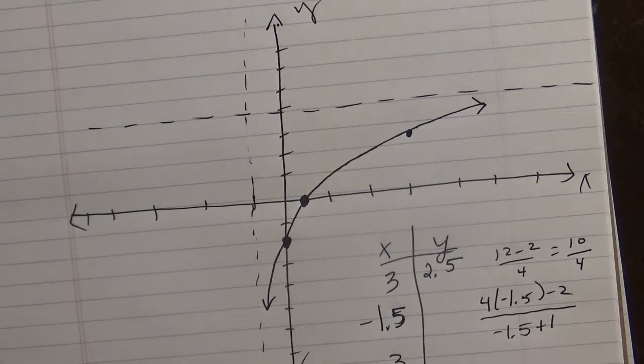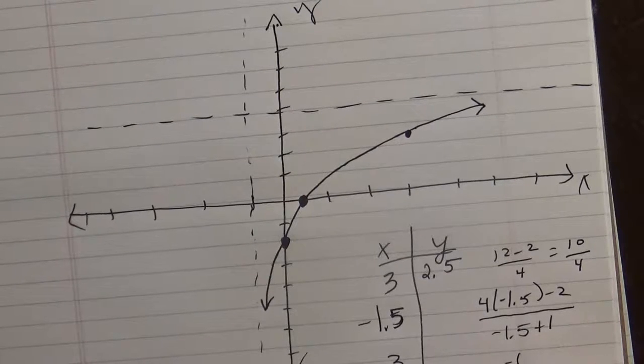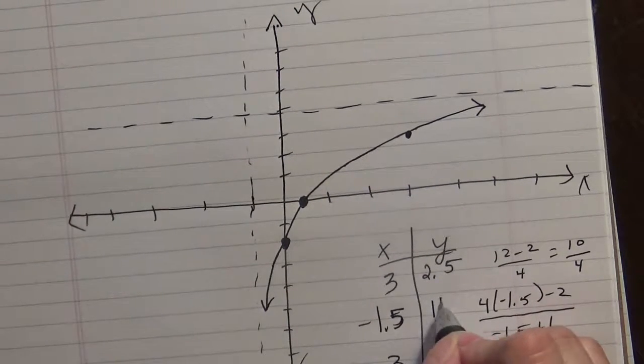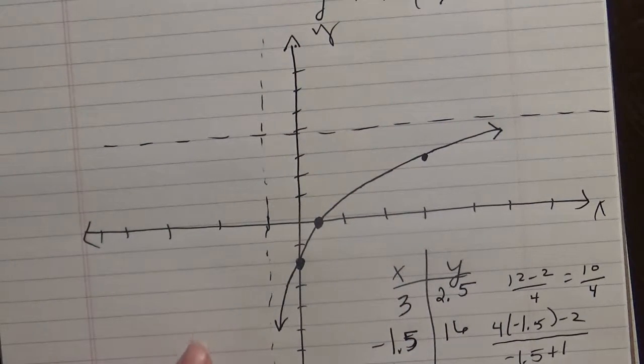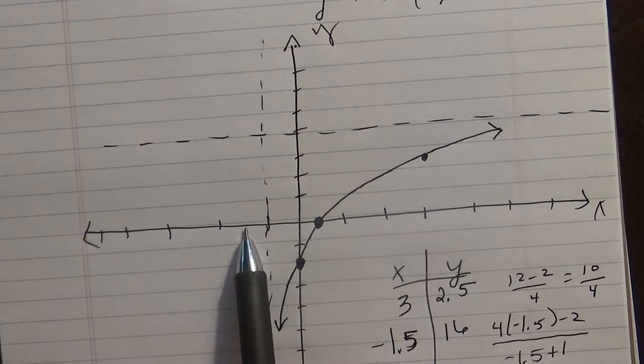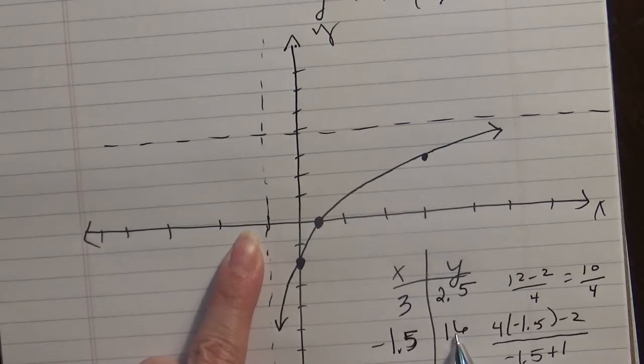So what is 4 times negative 1.5? That would be negative 6 minus 2. Negative 1.5 plus 1 will be negative 0.5. So I've got negative 8 divided by negative 0.5. That's negative 8 times 2, so positive 16. Okay, so that is interesting. So we found that if x equals negative 1.5, which is 1.5 back, y is 16.